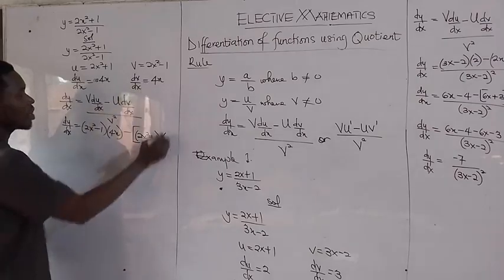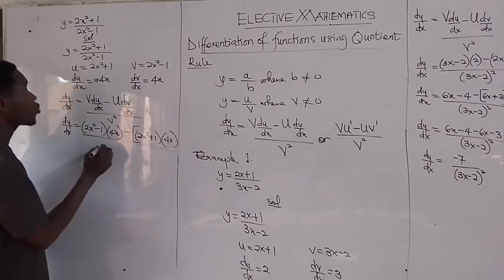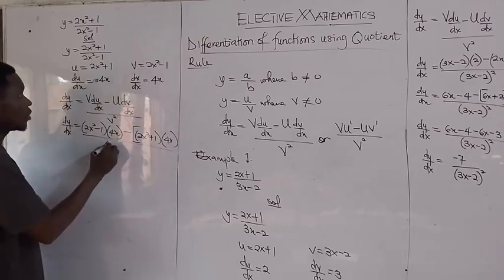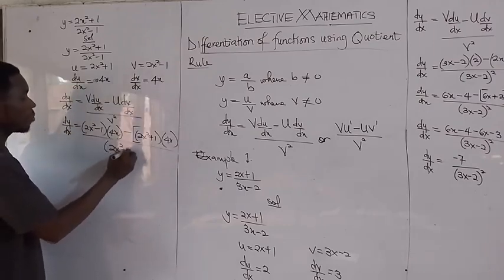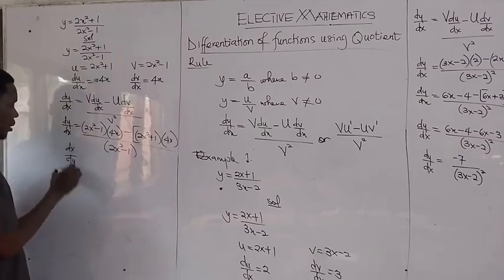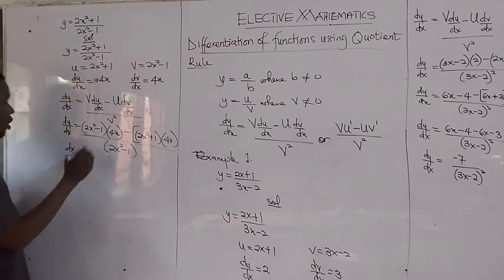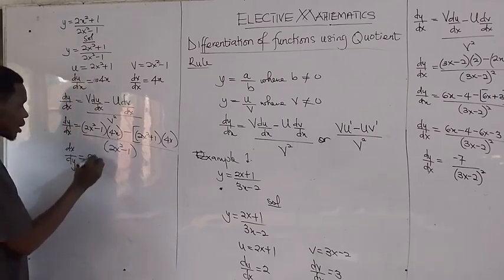And we have what? dv is what? 4x all over v squared. What is v? V is 2x squared minus 1. Now we expand. So 2x squared multiplied by 4x squared, we have 8x cubed.